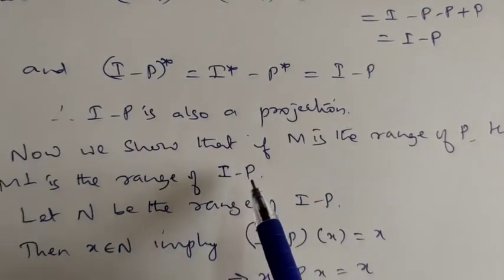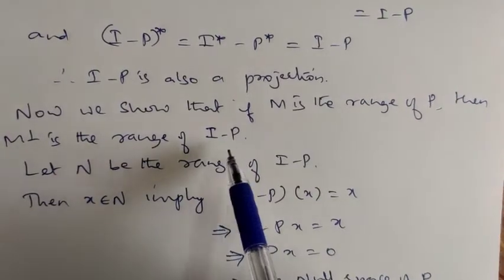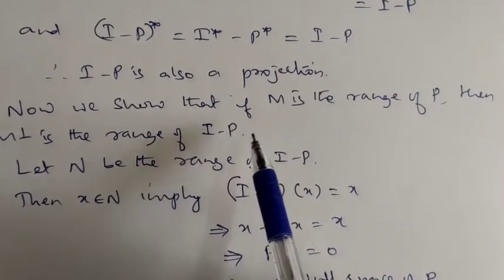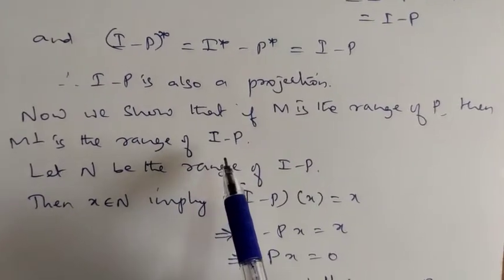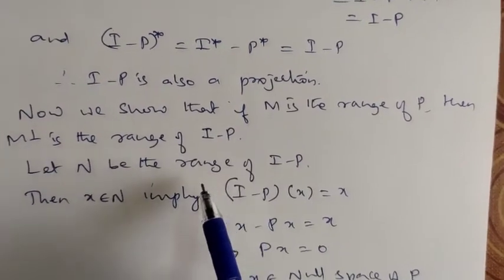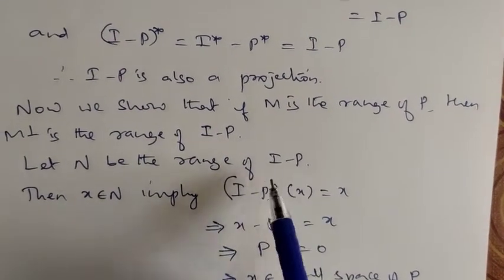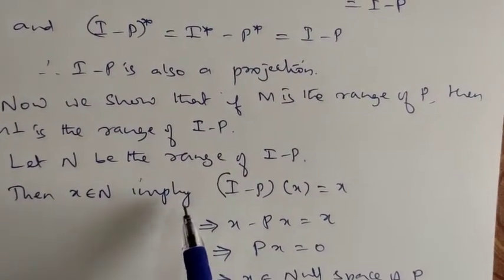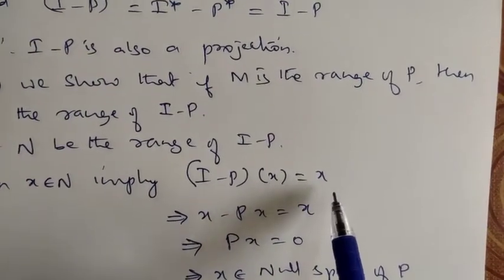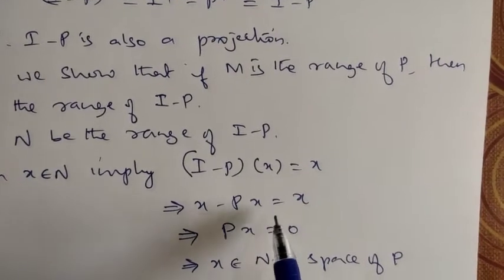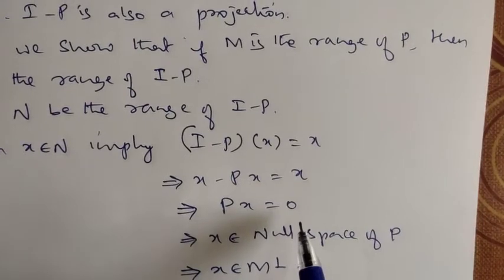Now we show that if M is the range of P, then M perp is the range of I minus P. Suppose N is the range of I minus P. Then X belongs to N implies, by definition of a range, (I minus P) of X is X itself. This implies X minus P of X is equal to X. X gets cancelled, therefore P of X is equal to 0.